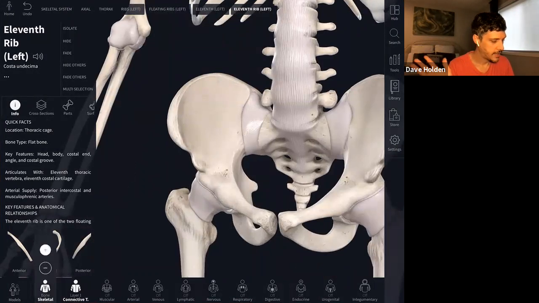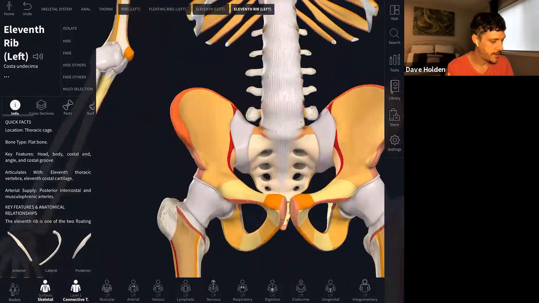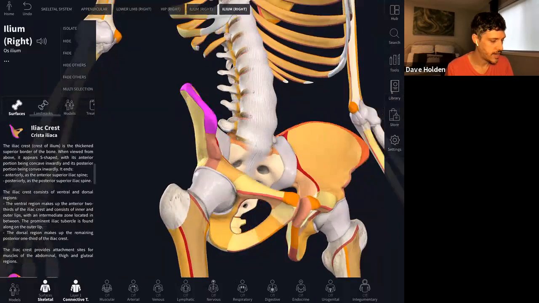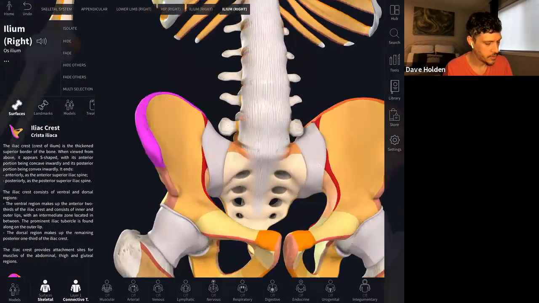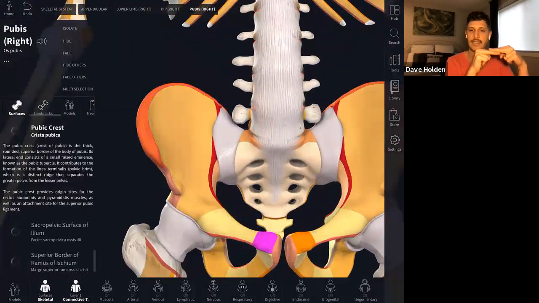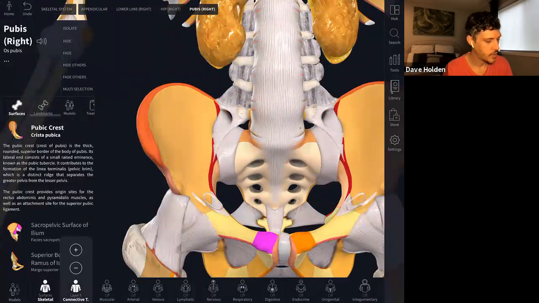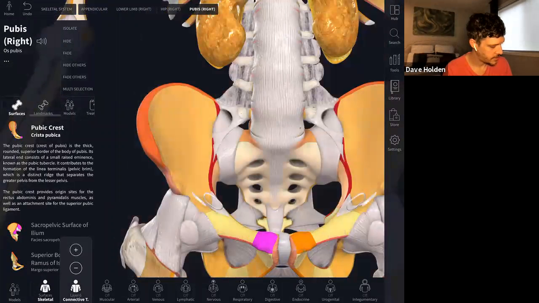Let me throw some landmark highlights on here right quick. Bam. So there's the iliac crest, and this most prominent bump in purple is the ASIS. The pubic tubercles will be located on the superior aspect of both of your pubic bones. And the inguinal ligament connects those 2 structures. Where's my inguinal ligament?